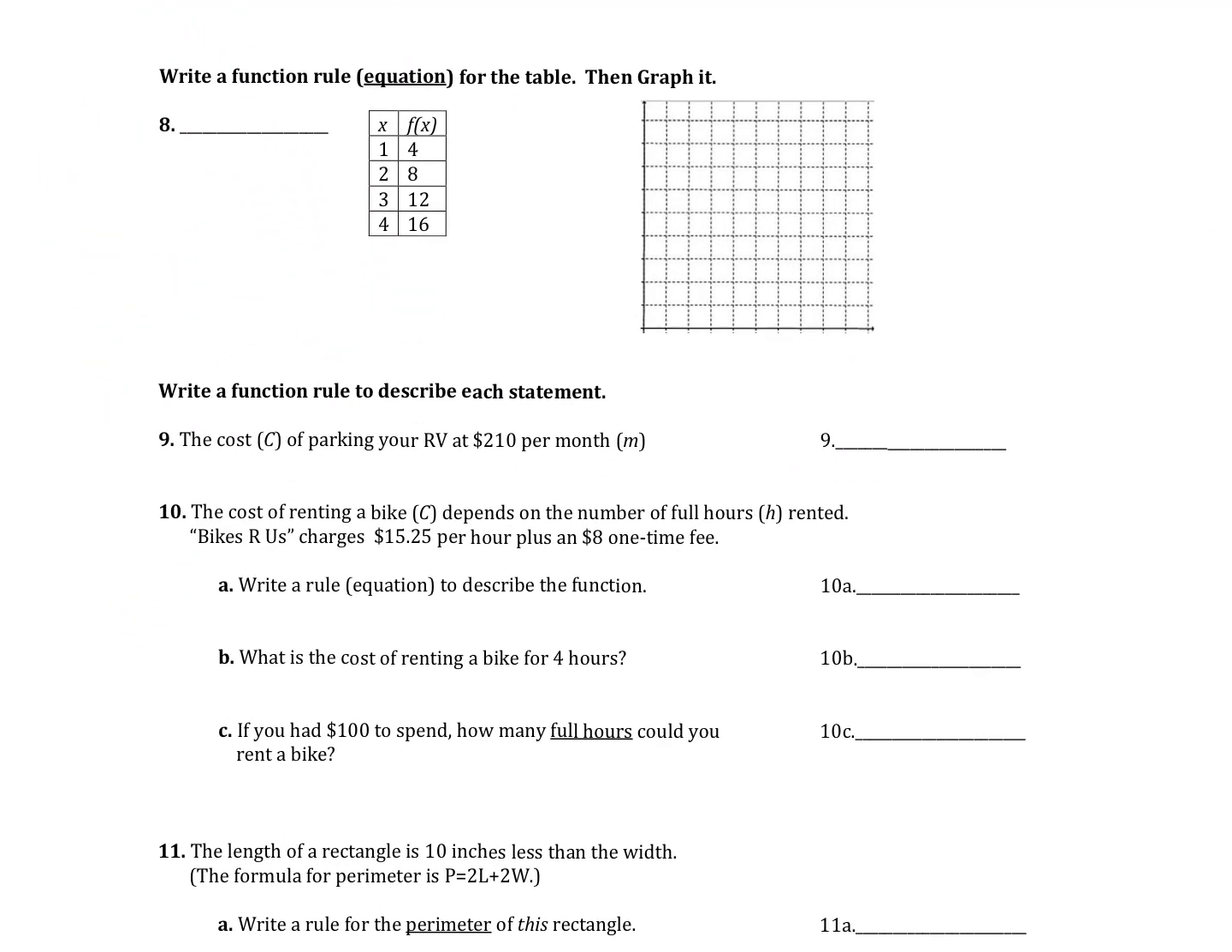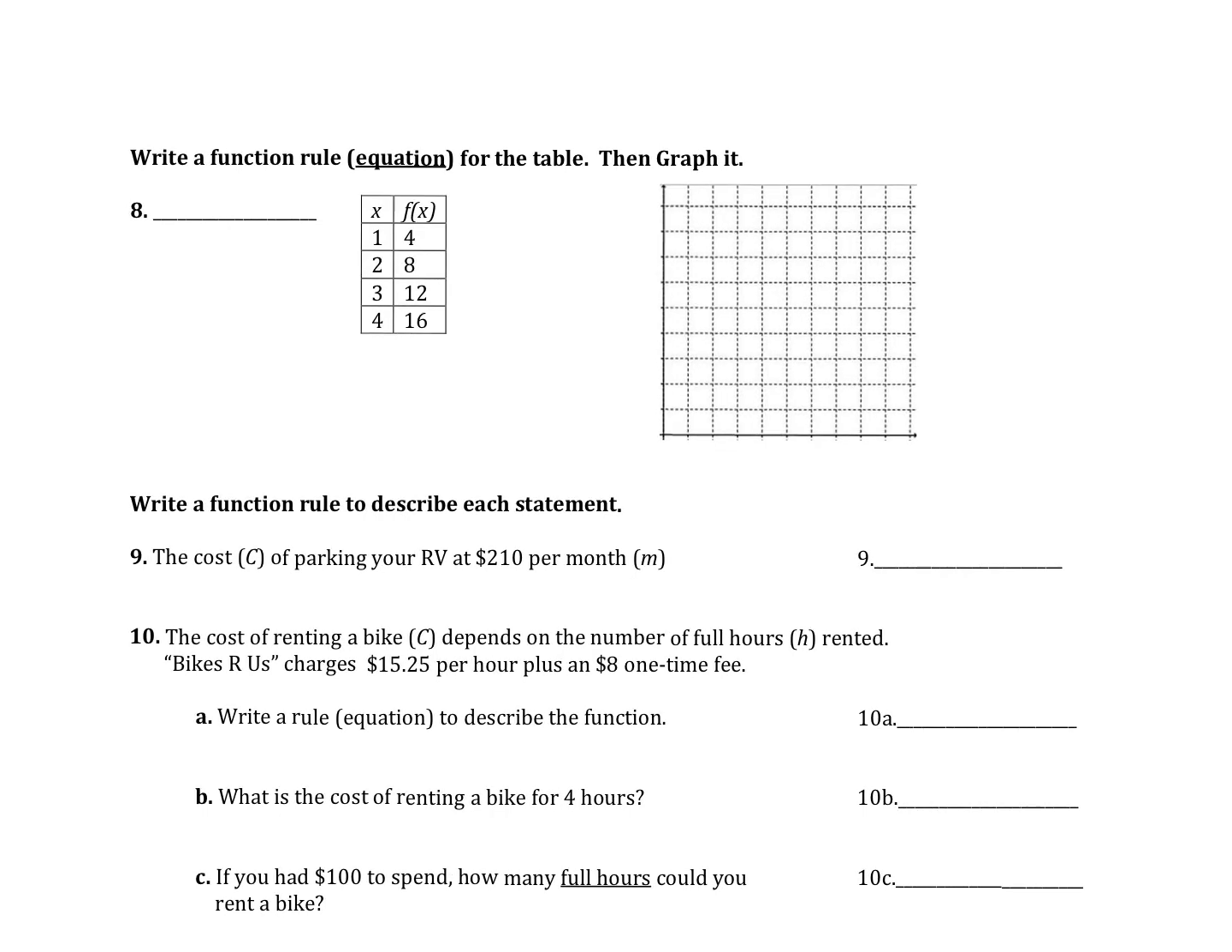All right. Number 8 says write a function rule for the table and then graph it. So we're looking for what can we do to our x value to get our y value. What are we doing each time? Multiplying by 4. So that means our f of x is going to be equal to our x value times 4. So f of x equals 4x.